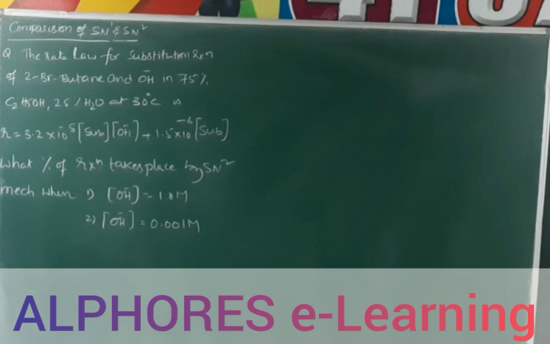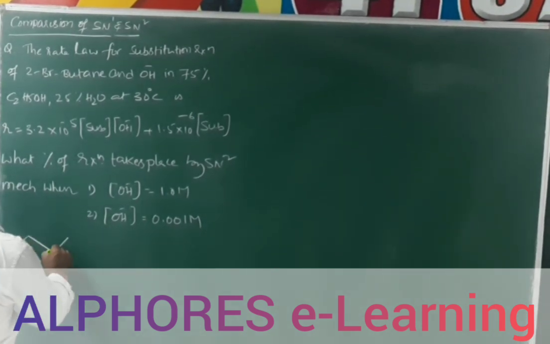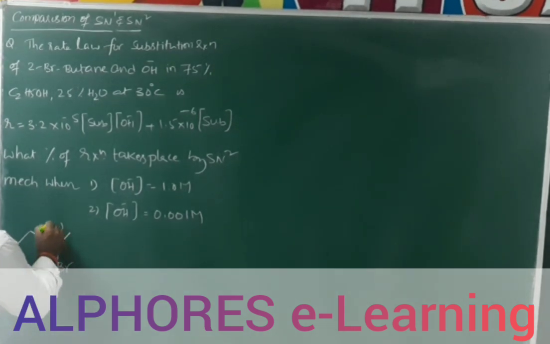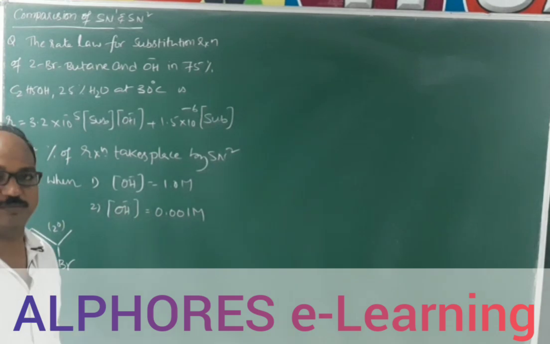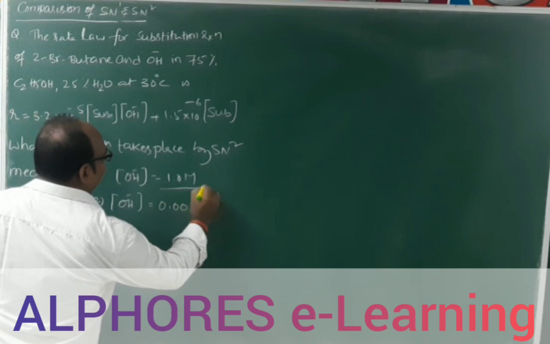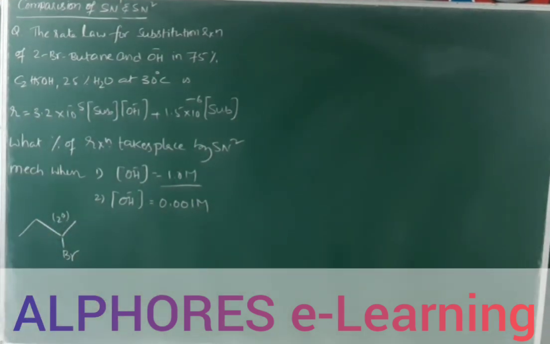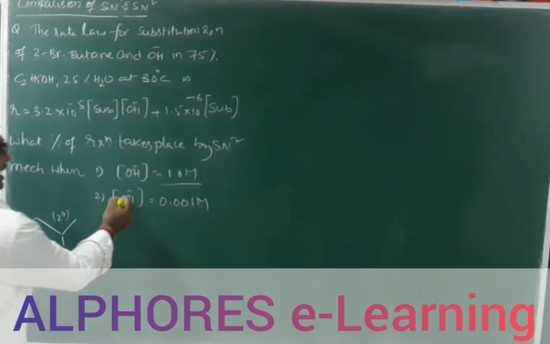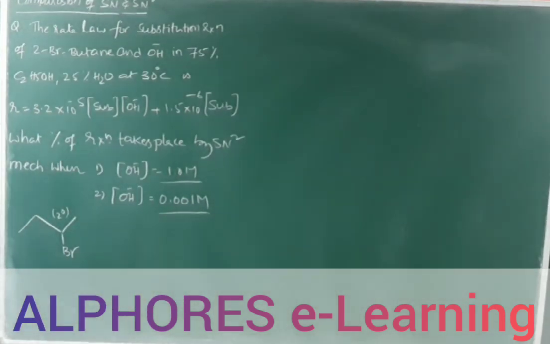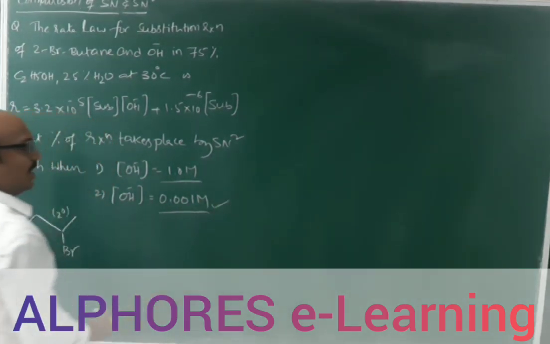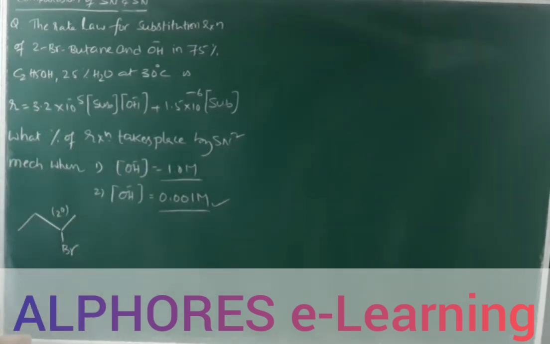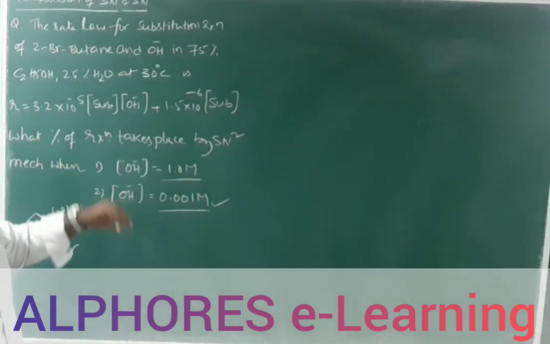Now, we consider 2-bromobutane, which is secondary. So here there is a possibility for both SN1 and SN2. In one case, the OH minus nucleophile concentration is more. In another case, the OH minus concentration is less. When the OH minus concentration is less, a water molecule is going to take part in the reaction. When the OH minus concentration is more, obviously OH minus is going to take part in the reaction.